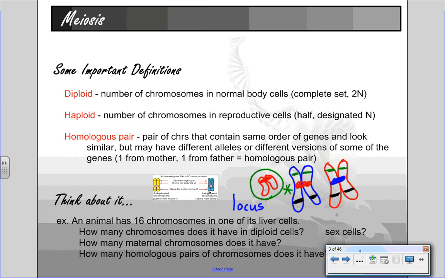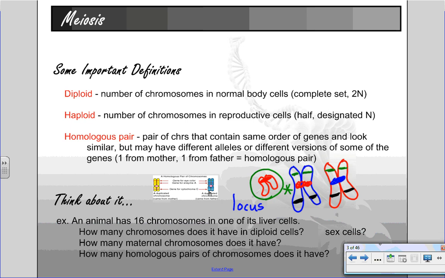So there are a few definitions that you should know that we're going to be talking about a lot. We've kind of mentioned the first two. So diploid, you think di means two. When we say a cell is diploid, it means that it has the number of chromosomes that are found in normal body cells, in other words, the somatic cells. There's a complete set, or 2n. That means there's a copy from each parent. There's a set of maternal ones and a set of paternal ones.